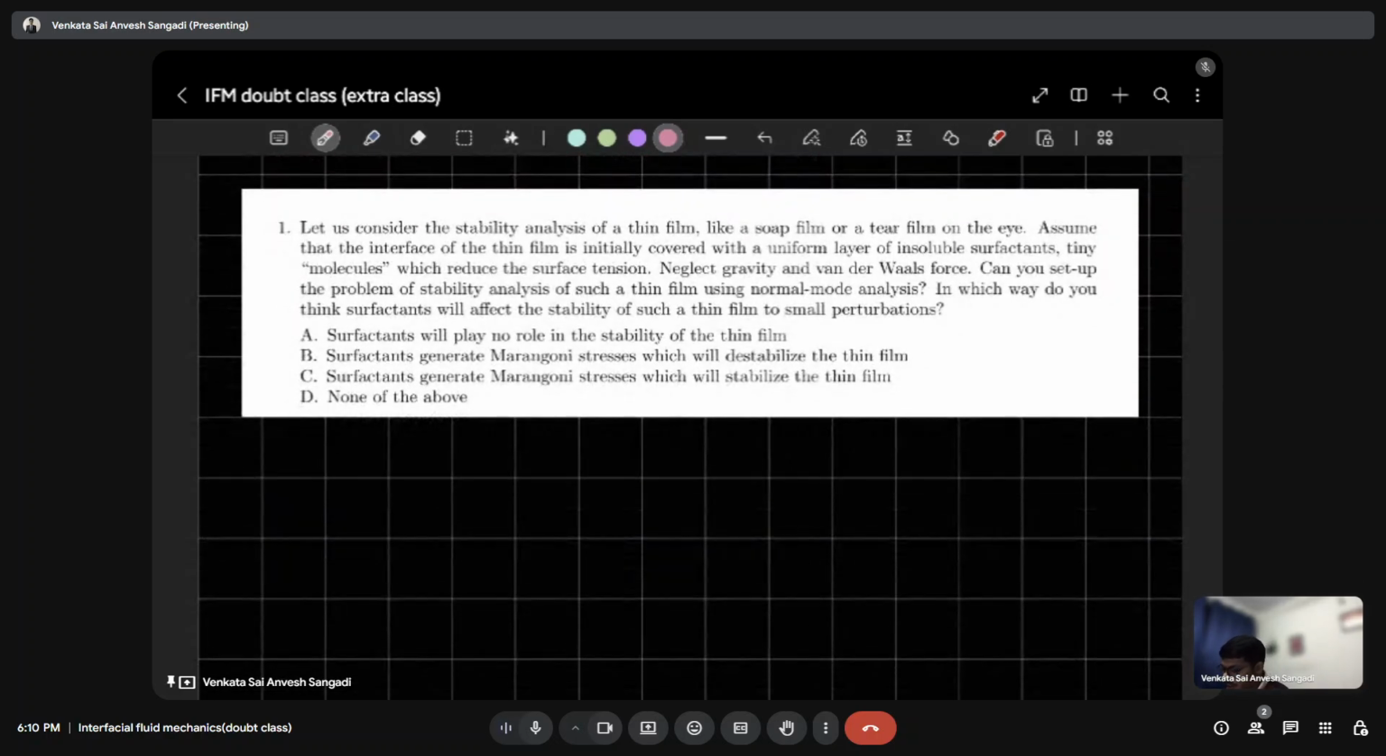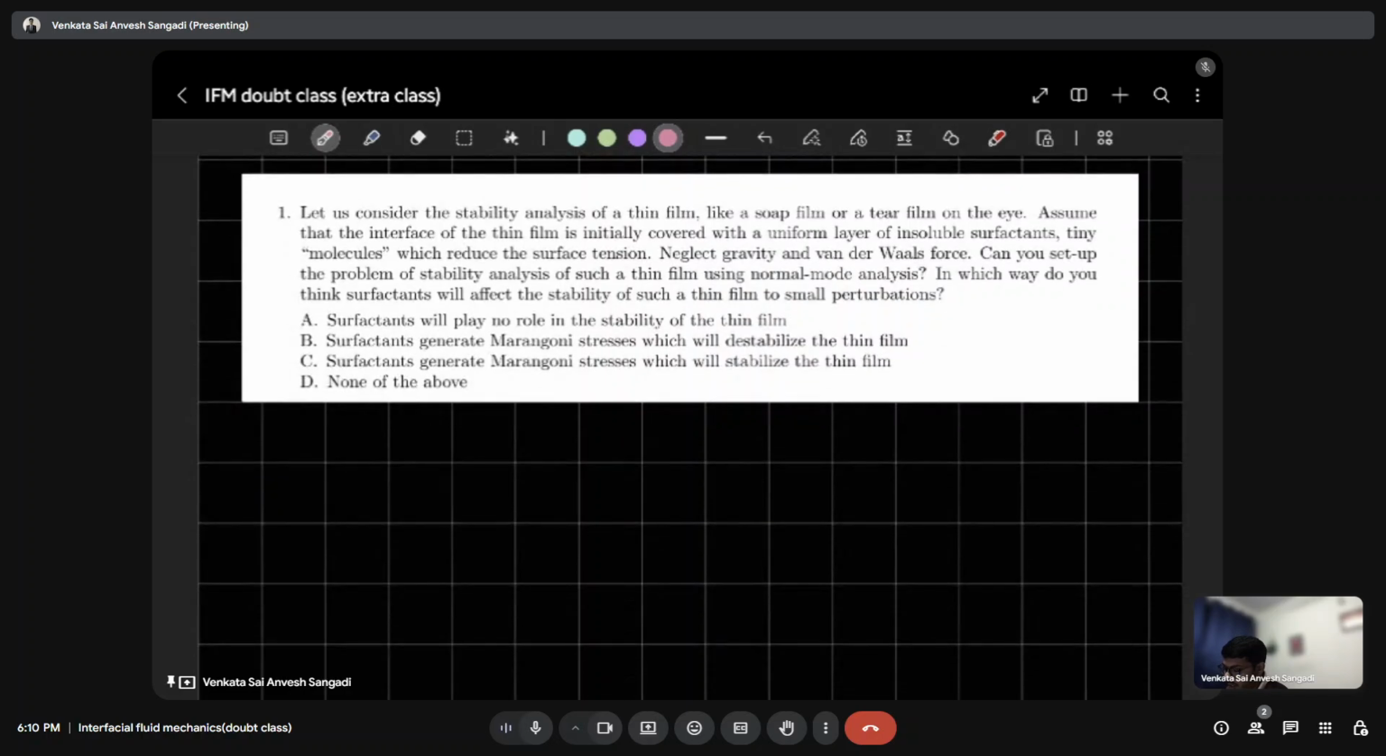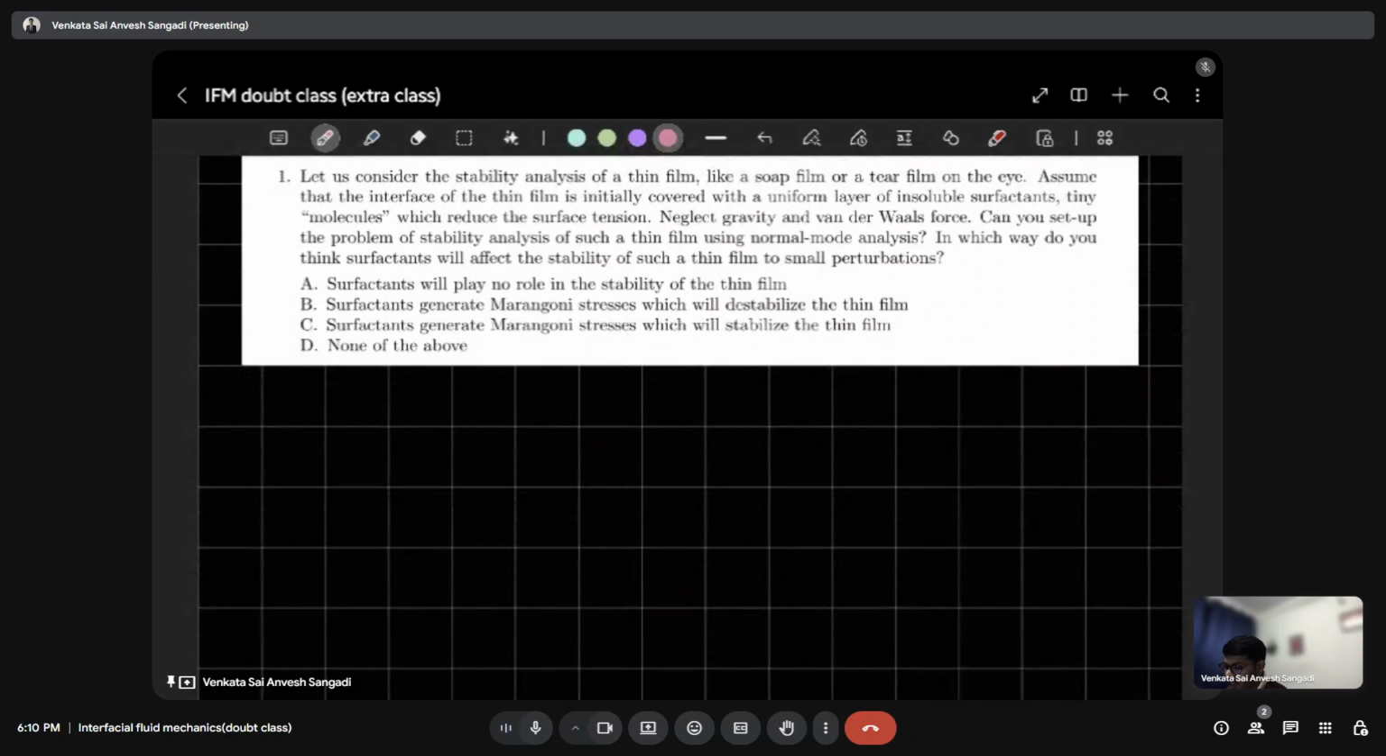The options we have are: surfactants will play no role in the stability of the thin film; surfactants generate Marangoni stresses which will destabilize the thin film; or surfactants generate Marangoni stresses which stabilize the thin film. So let's first write down what is given. We have no gravity, gravity is zero, and the Hamaker constant is zero.